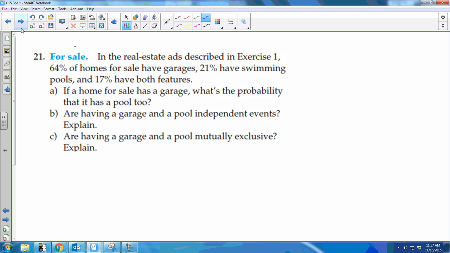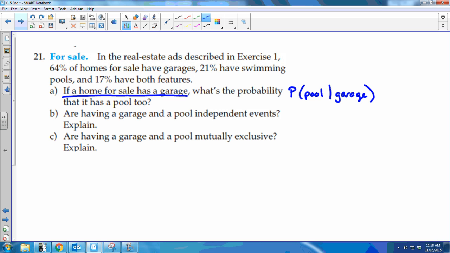One more example of that. As the real estate ads described in exercise 1, 64% of homes for sale have garages, 21% have swimming pools, and 17% have both features. If a home for sale has a garage, so this is a conditional probability because it's giving you some condition you have to meet, what's the probability that it has a pool too? So I'm just looking for the probability of a pool given that there's a garage.